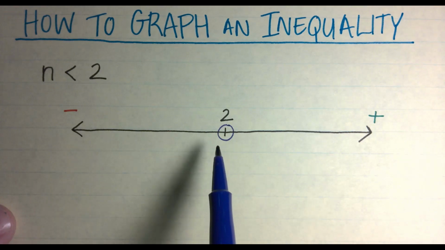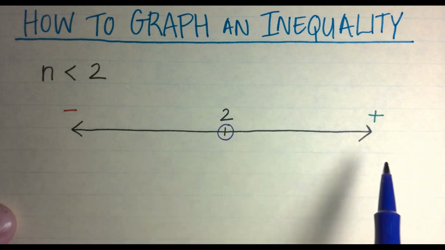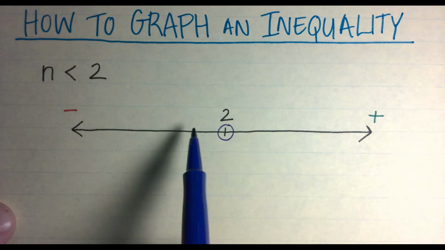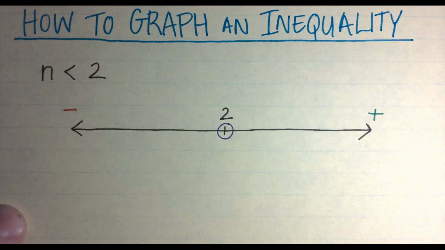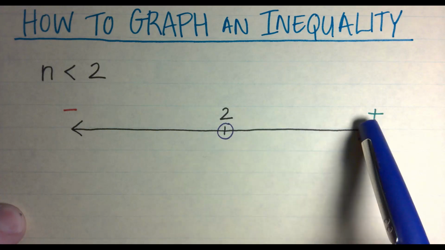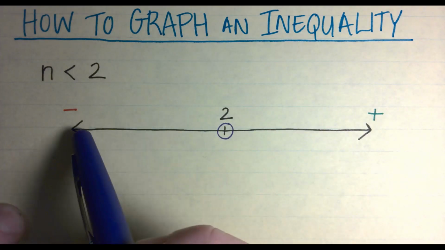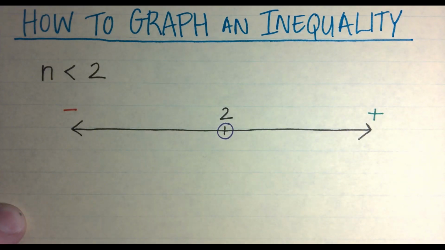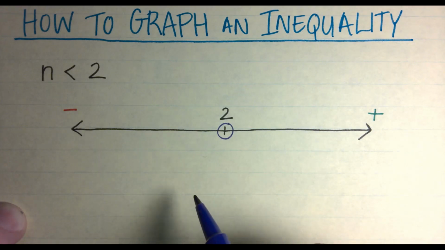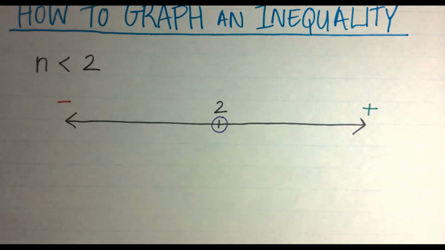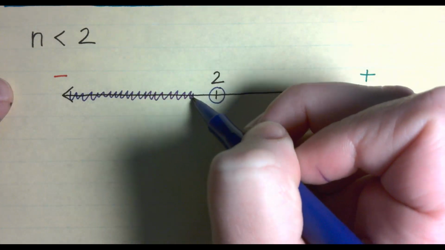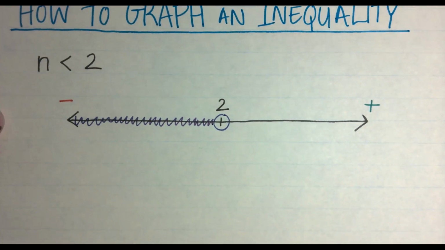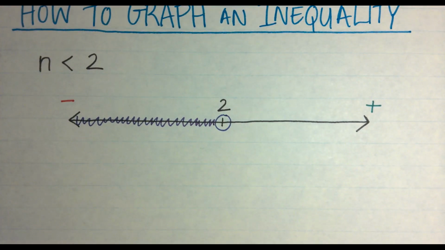Now, we want to represent on this little graph all of the numbers that are less than 2. So, are my numbers less than 2 over here, or are they over there? They're on the left side. So, easiest thing in the world, here's what we're going to do. We are going to shade it. We're going to color it in, just like this. Like that. And guys, guess what? That's the graph. That's it.